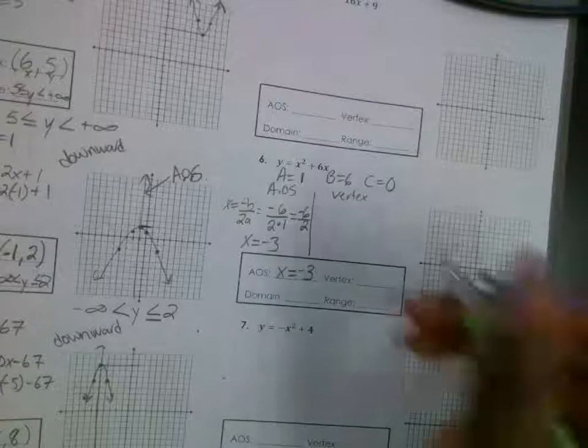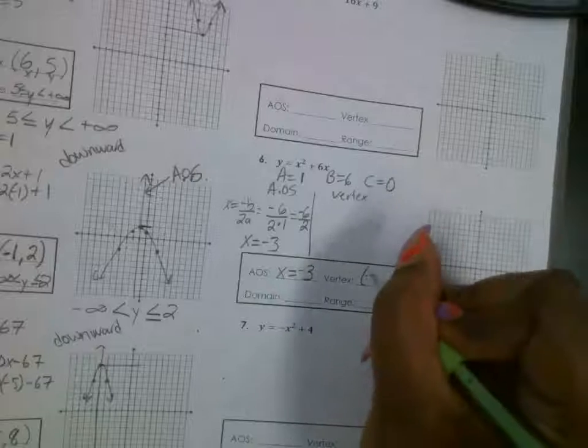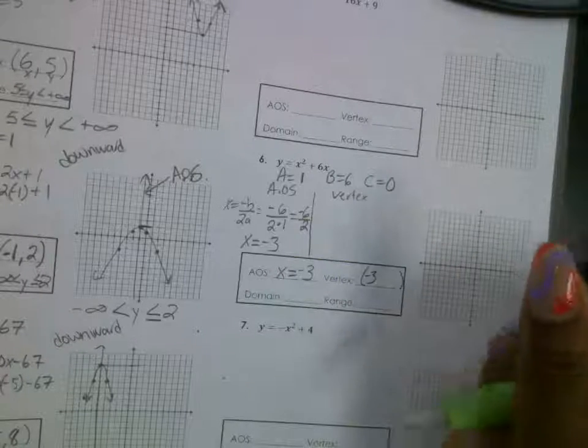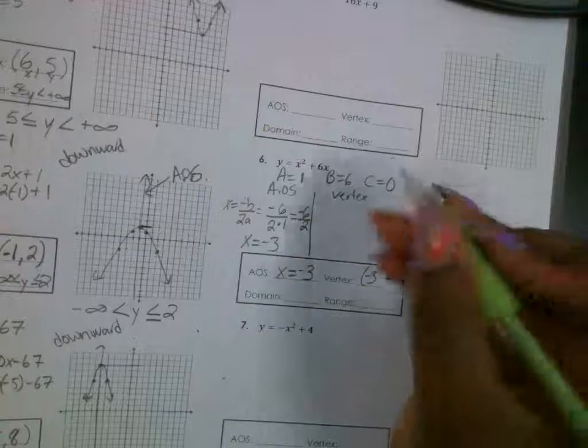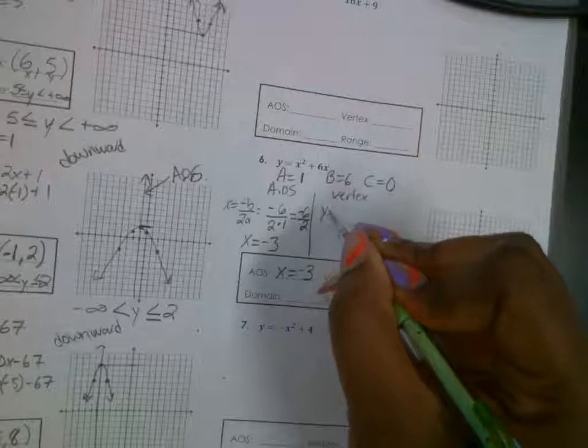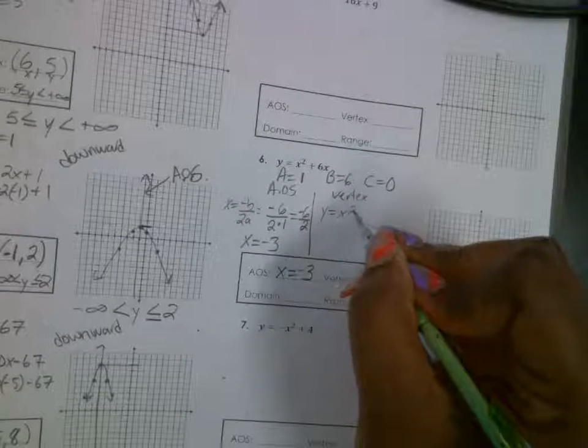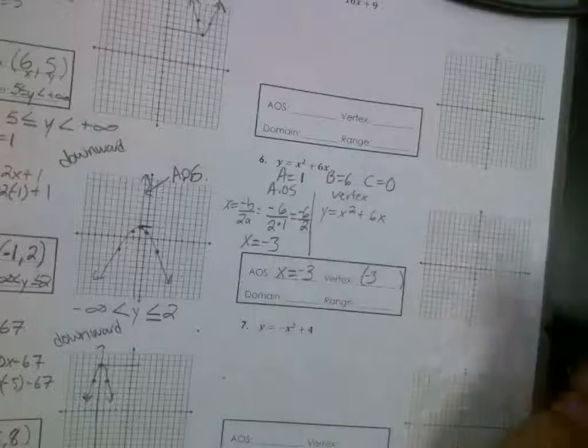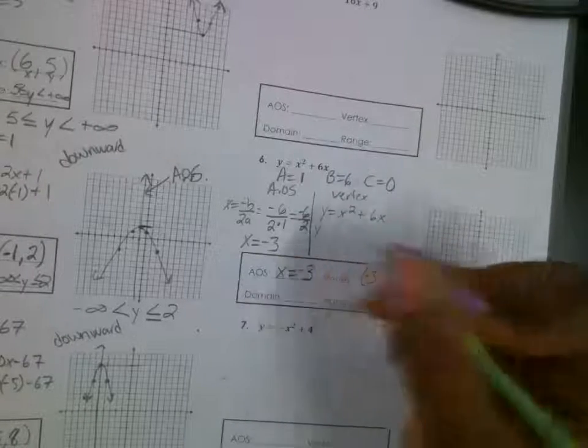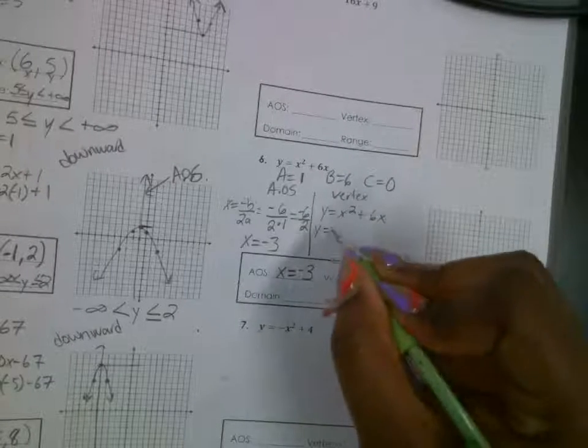All right, so what's going to be my x value for the axis of symmetry? Negative 3. So now we've got to find our y. How do we find the y? Substitute. So let's rewrite. Y is equal to x squared plus 6x. What are we substituting? We're substituting negative 3.